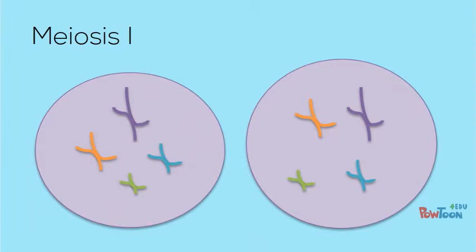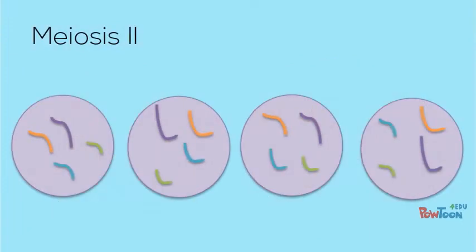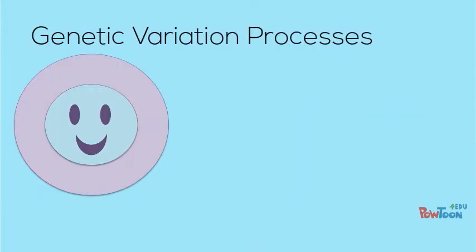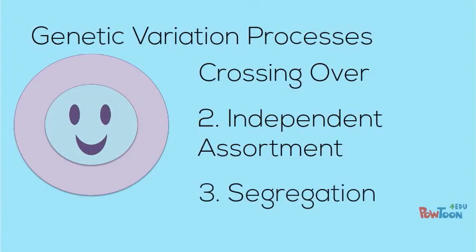Then, during meiosis 2, each 2-chromatid chromosome splits. Each of the 2 cells created during meiosis 1 split again, so there are a total of 4 cells with half the original amount of genetic information. So now that you've learned a little bit about meiosis, let's learn exactly how it creates genetic diversity. The 3 processes that meiosis creates genetic diversity through are crossing over, independent assortment, and segregation.